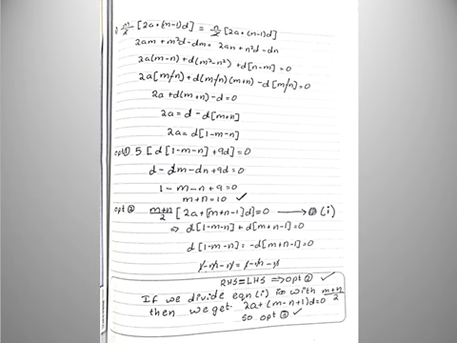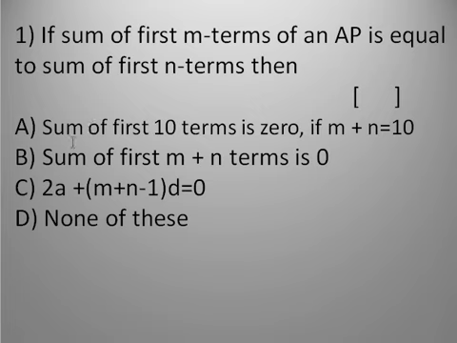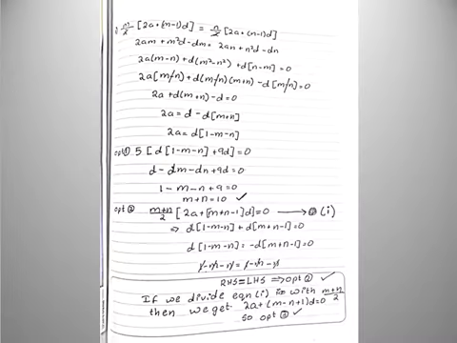Now let's check the first option. What do we have? First option says that the sum of the first 10 terms is 0 if m plus n equals 10. So the condition for the sum of the first 10 terms is 5 into 2a plus 10 minus 1 into d, and we know that 2a is d into 1 minus m minus n. So I substituted that, and 10 minus 1 is 9, 9 into d is 9d, and 10 by 2 is 5. So I have simplified that, and I'm simplifying that even further.